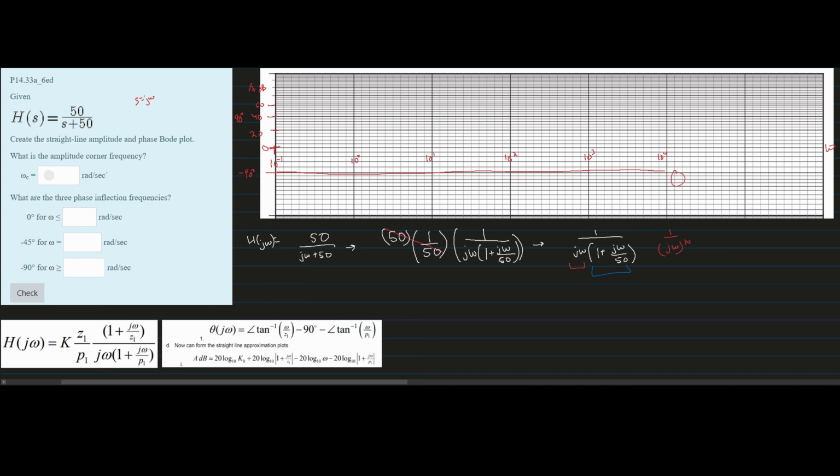We're going to look at this next part. It's going to be the exact same. It's going to be 1 plus j omega over 50 with the 1, of course, right here. And then this is being raised to the n power. Now, since the n is 1 for both, this slope is just going by this 20.